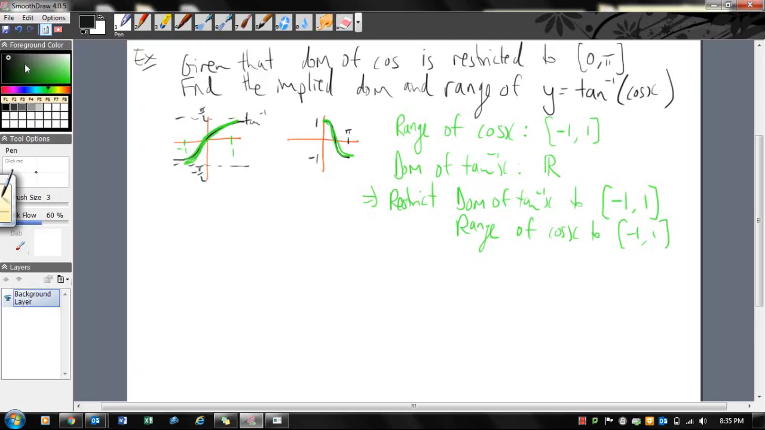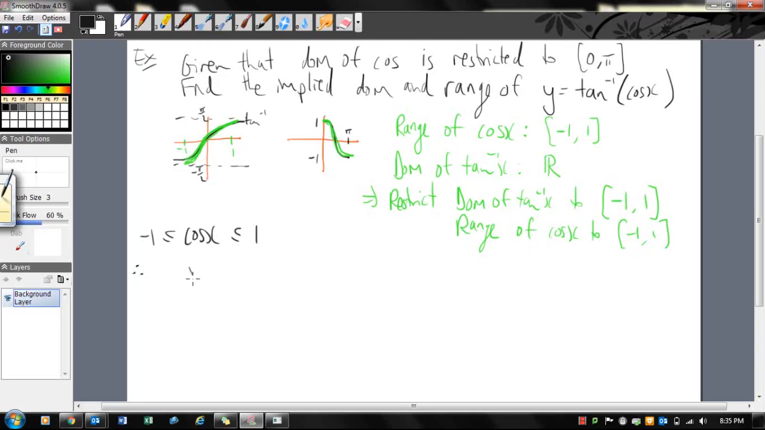Okay, so let's just put this together. We want the domain of this whole function now. The range of cos x goes from negative 1 to 1. In other words, we know that cos x needs to go between 1 and negative 1. Again, I'll do it algebraically, but you can just look at the graph. If the range goes from 1 to negative 1, what's the domain? What are the range of x values? It's going to go from 0 to pi. I'll do it algebraically though as well, just to show you.